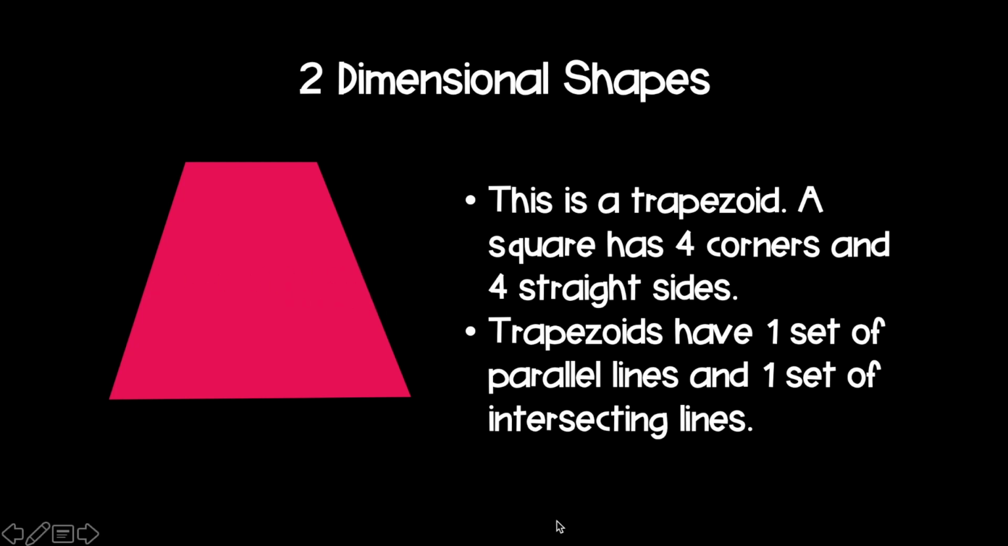Now, these lines right here are intersecting. I want you to take your arms and I want you to make an X. Trust me, I'm doing it too. An X is intersecting. They are going to cross, just like your arms are crossing into an X right now.